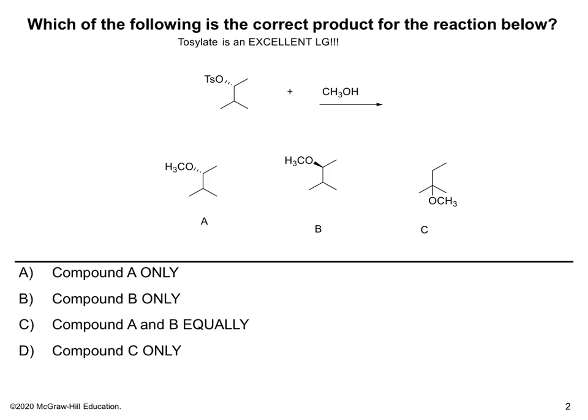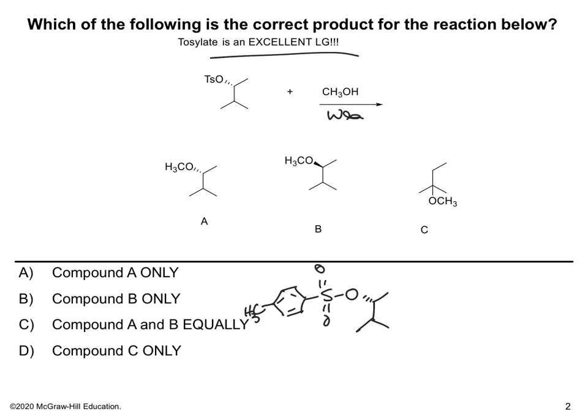Which of the following is the correct product for the reaction below? Tosylate is an excellent leaving group, just so you know what tosylate looks like. That's toluene sulfonyl oxygen, and that's an excellent leaving group.